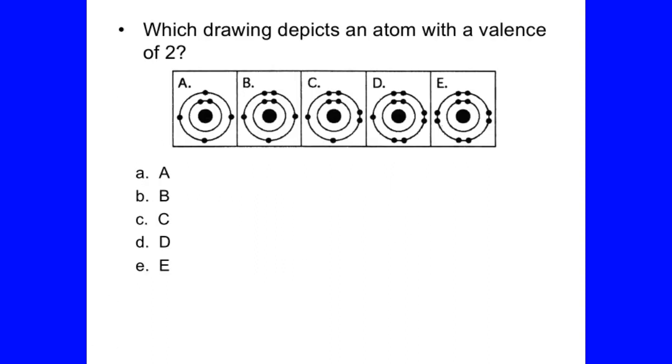Which drawing depicts an atom with a valence of 2? So that basically means we need to find an atom that has 6 valence electrons in its outermost shell, because then that means it has a valence of 2. So I'll go ahead and let you all figure that one out.